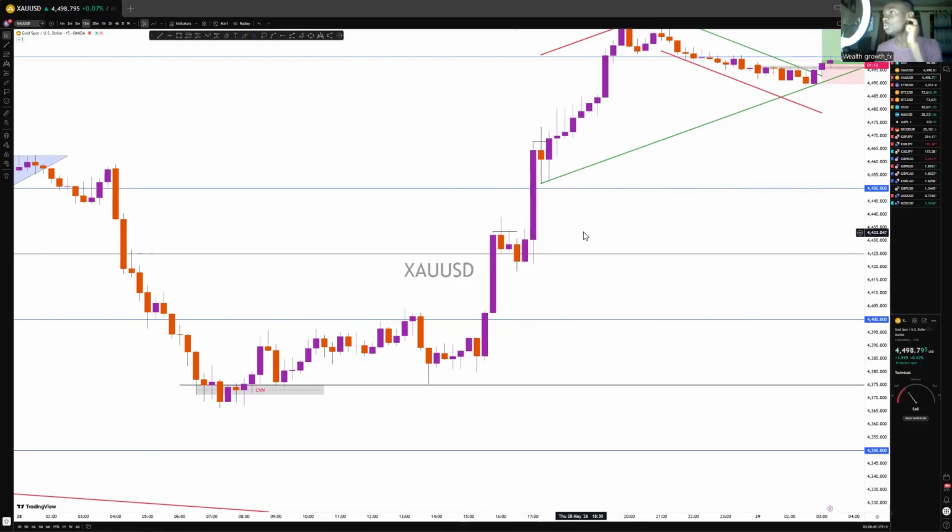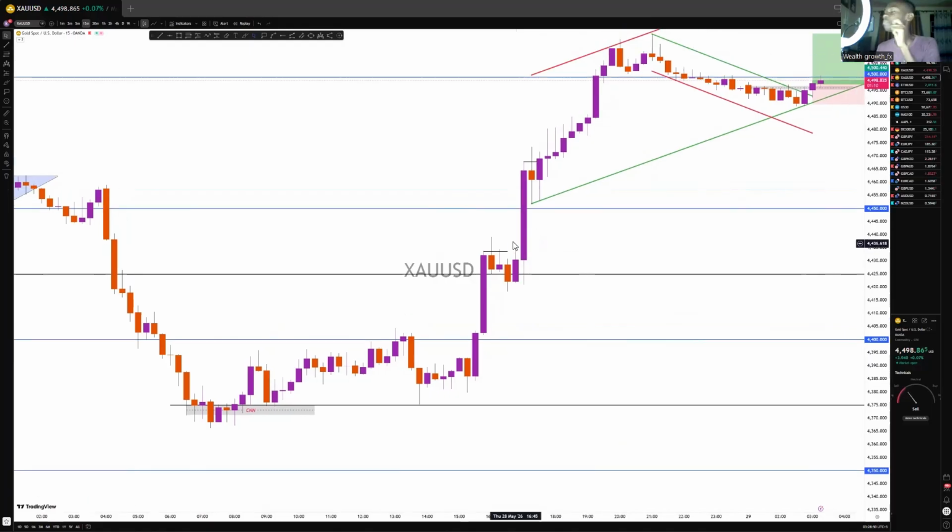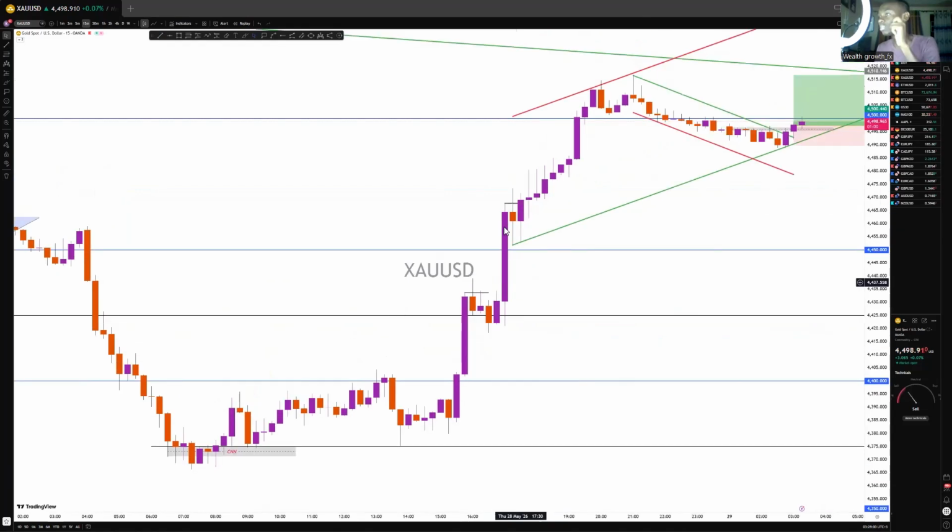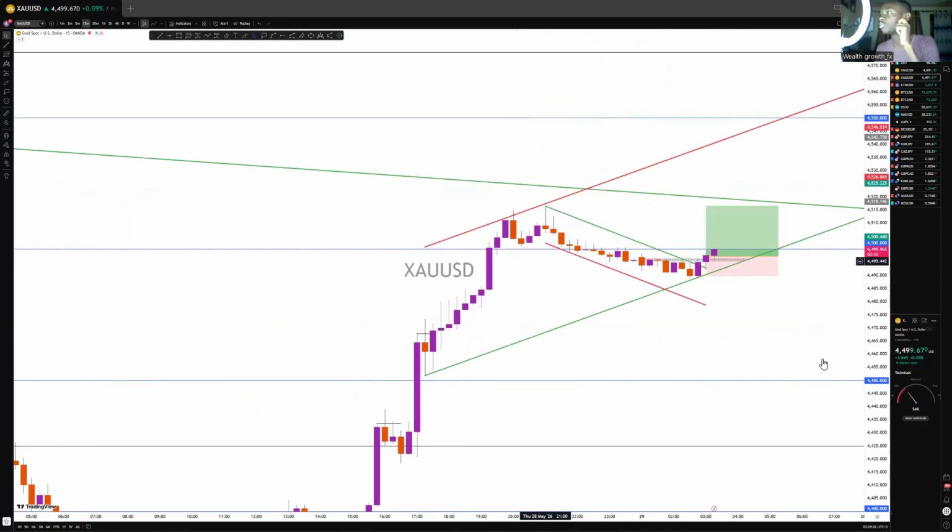Everybody should know that. Easy: in case of any impulsive move toward your psychological key level, avoid that trade, reversal. It is a continuation. Itakuwa continuation. Same here. Now look at this psychological level 4500.